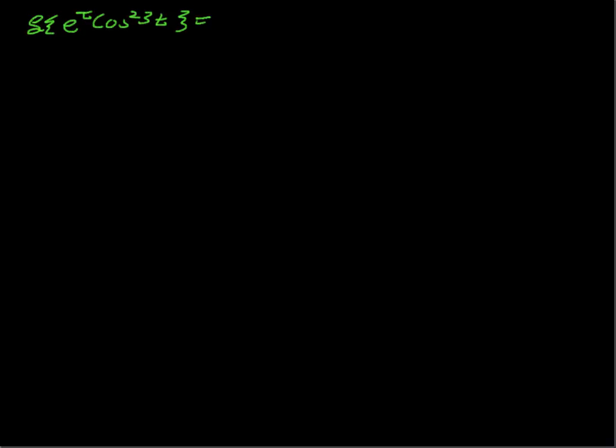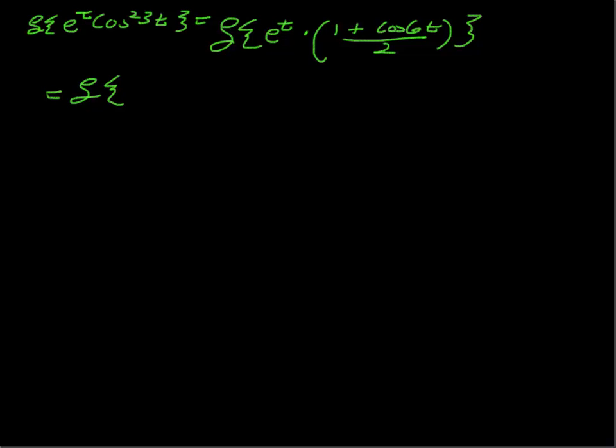in a different way. Specifically, this is going to be the Laplace of e to the t times 1 plus cosine 6t over 2, and then we're going to distribute the e to the t through, and this will be the Laplace of 1 half e to the t plus 1 half e to the t cosine 6t. Okay, well, this is equal to, the first one we know, this is 1 half times 1 over s minus 1 plus 1 half.